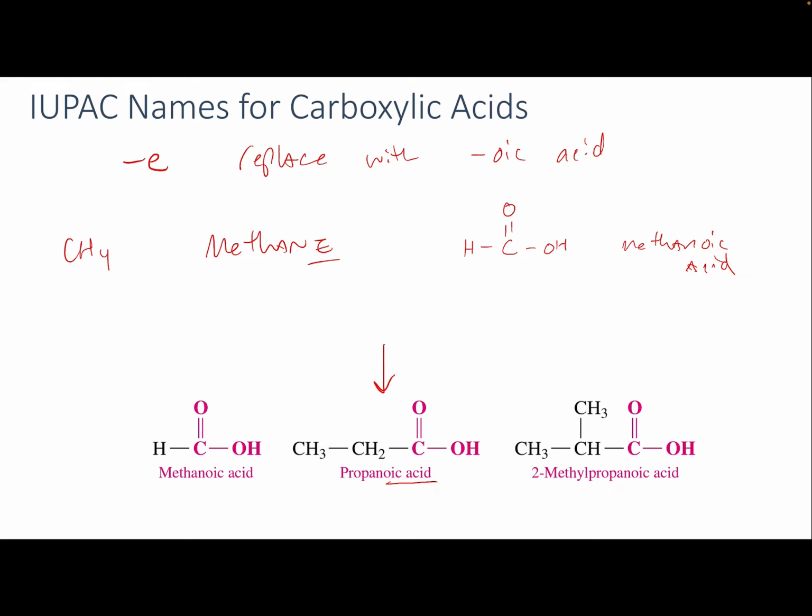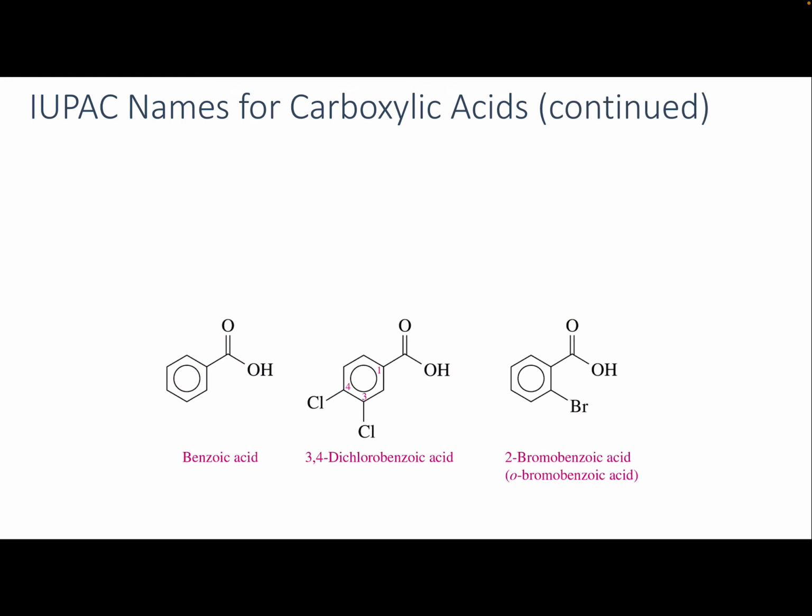When it gets time to number any substituents, remember that the carbonyl carbon is the number one carbon. So moving away from that, this would be 2, this would be 3. So 2-methyl propanoic acid for a substituent. A couple more substituents here. Benzene, we can take benzene and add a carboxyl group to it. That makes benzoic acid. Benzene doesn't exactly have the same name change, but benzene becomes benzoic acid.